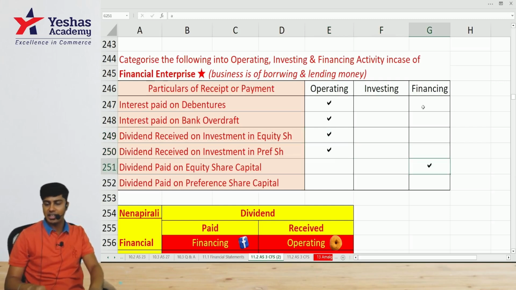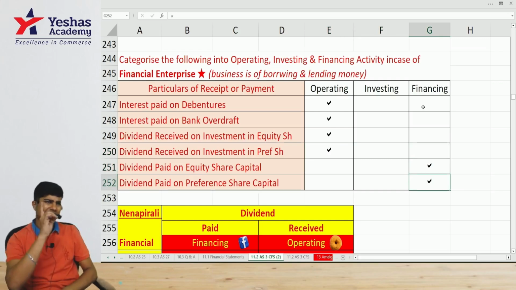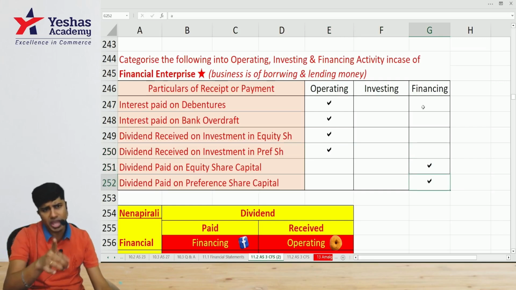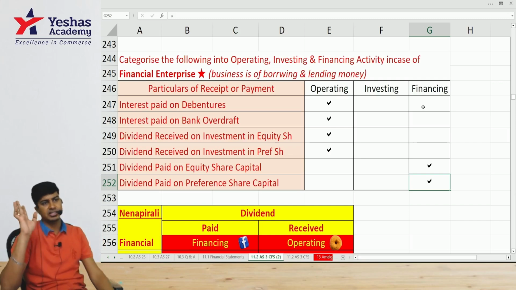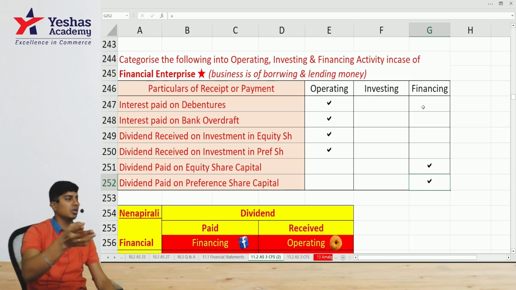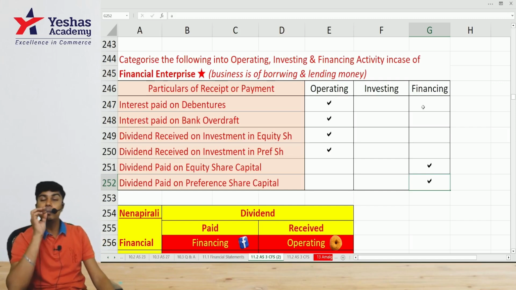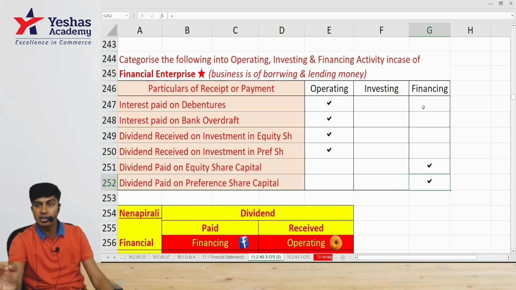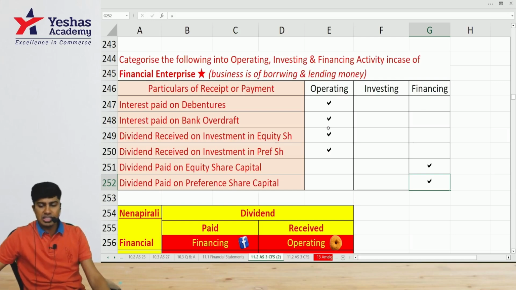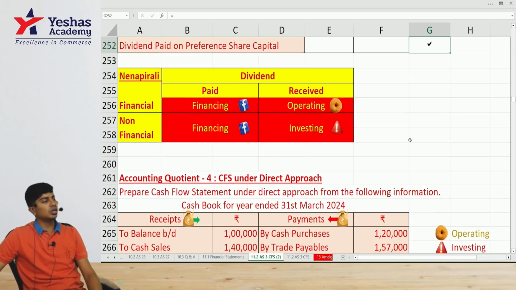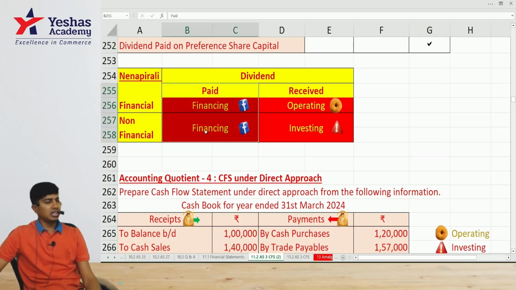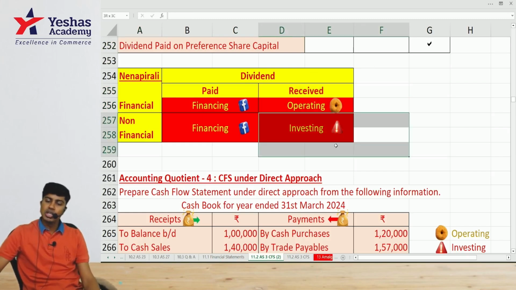This will be financing. Remember one important point. Dividend paid will always be financing, whether you are a financial enterprise or not. I have given this in the form of a note here so that you remember: dividend paid, financing. Whether you are in the financing business or non-financing, dividend received is usually investing.